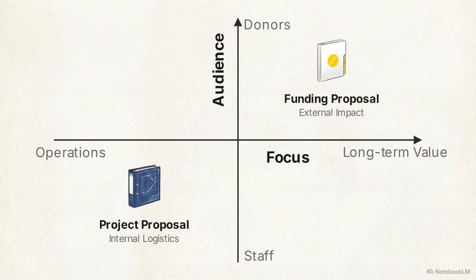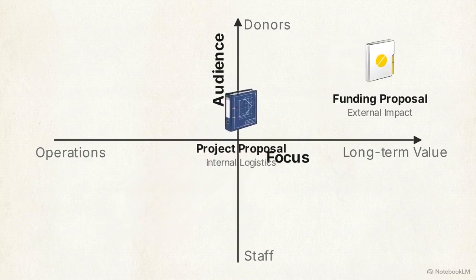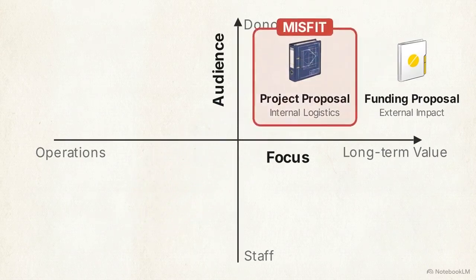Persuasive documentation, however, belongs in the top right. A funding proposal is designed for an external audience, evaluating your long-term impact. The most common reason good projects fail to secure capital is a spatial error. You submit a bottom-left logistical document to a top-right audience, guaranteeing a total mismatch in expectations.